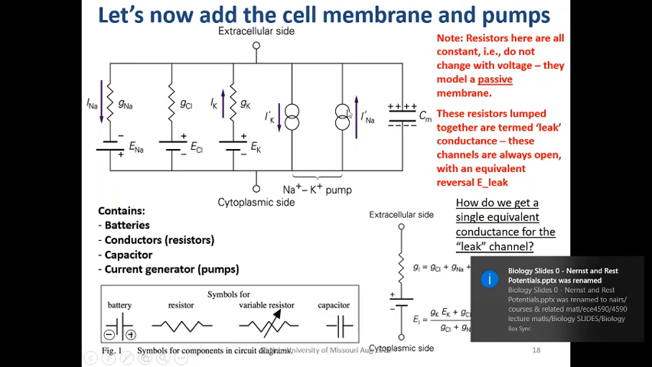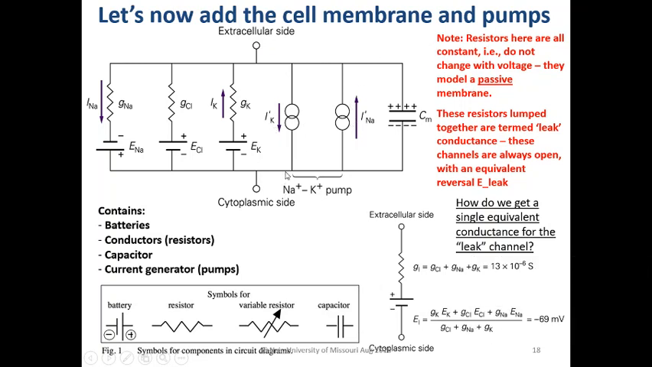Now you're adding pumps. These are pumps. These two represent sodium-potassium pumps. Sodium-potassium pump, what does it do? It brings potassium ions inside. That's a current, right? If you bring ions in, that's a current. And it throws sodium ions out, okay? And then we have our cell membrane, which is a capacitor.